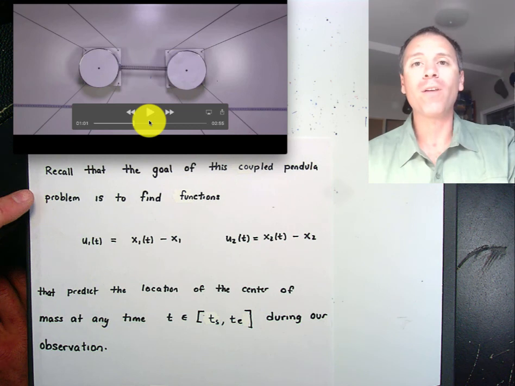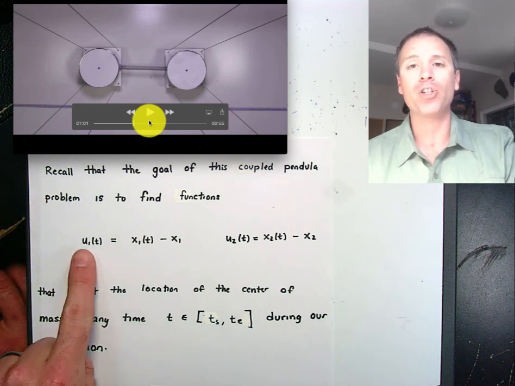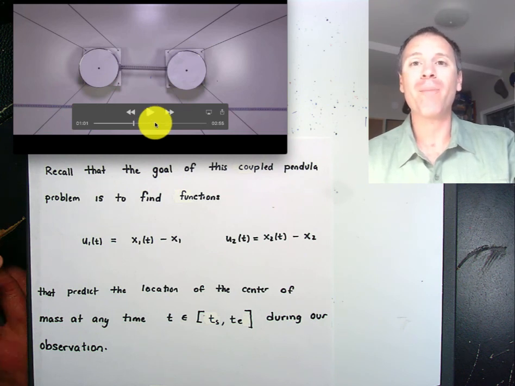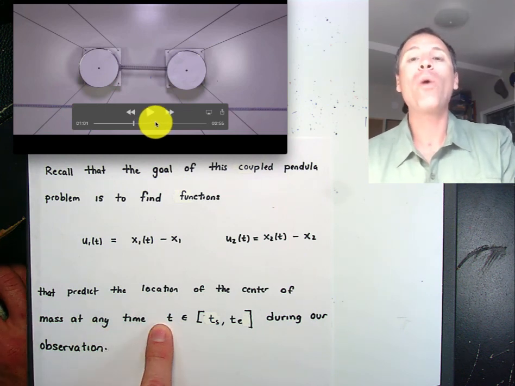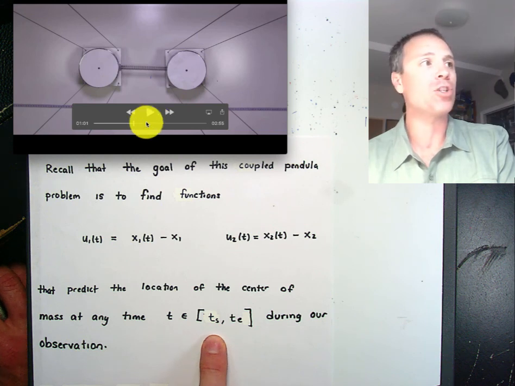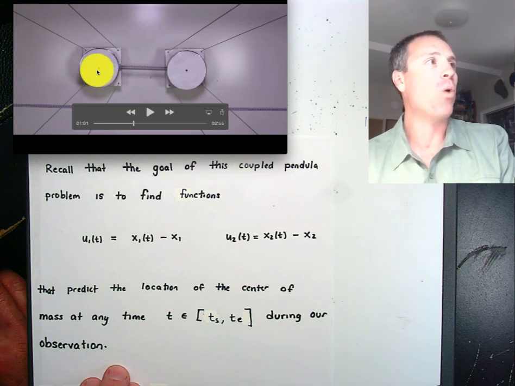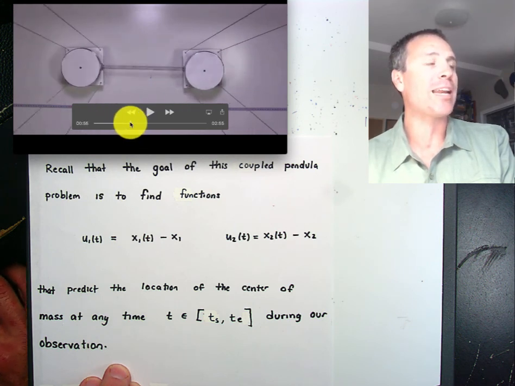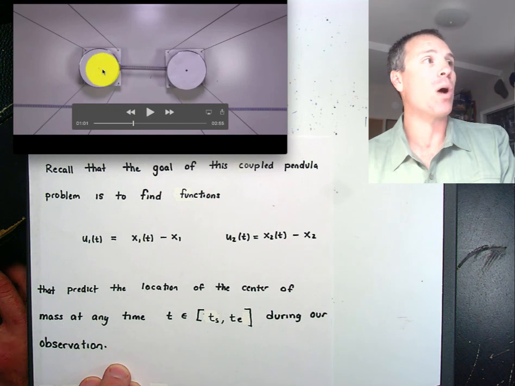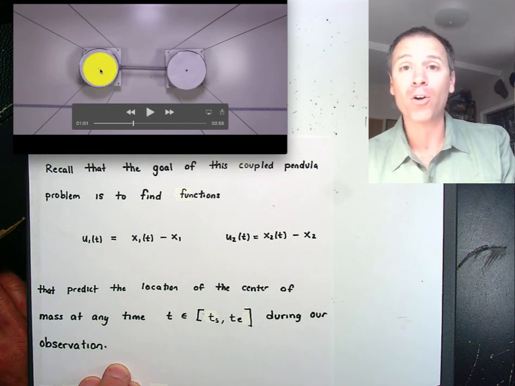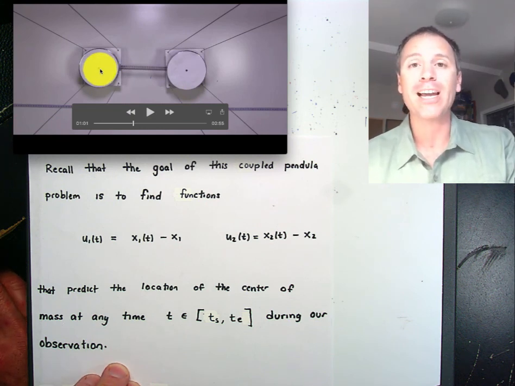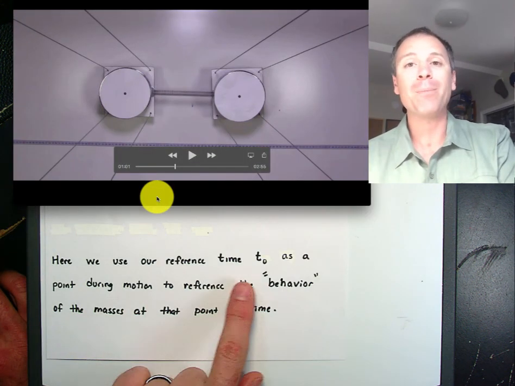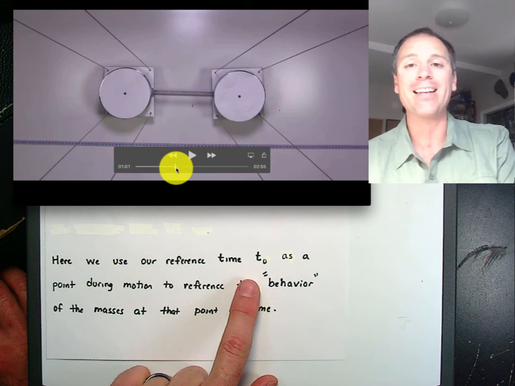We're now further refining our problem. So remember, the goal of the coupled pendula problem is to find functions u1 and u2 that predict the location of the center of mass at any time t within some observed time frame. So specifically, we would say, hey, I want to know the exact location of these black dots between 32 seconds and 92 seconds anytime. So I want to get that location modeled to a pretty precise value within that time frame.